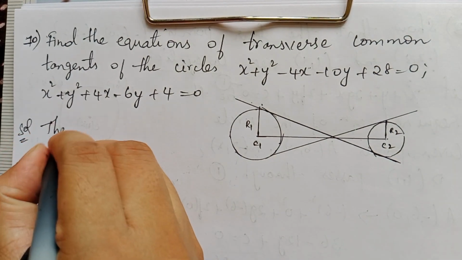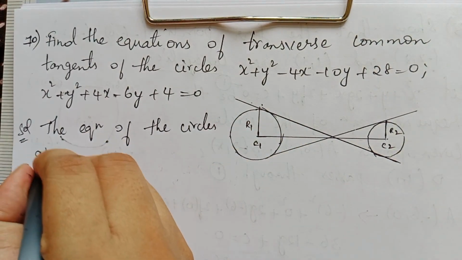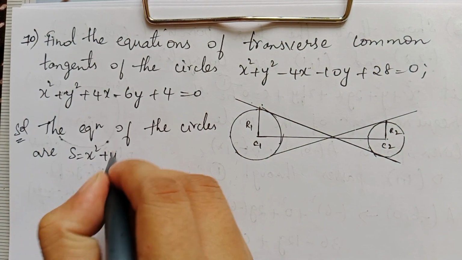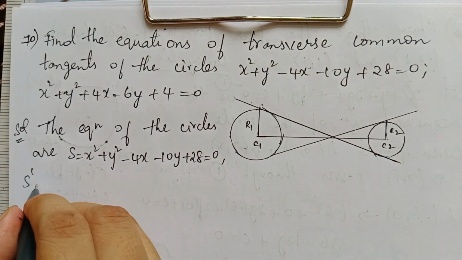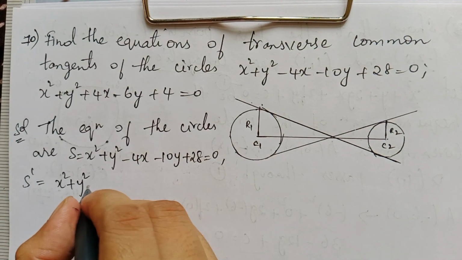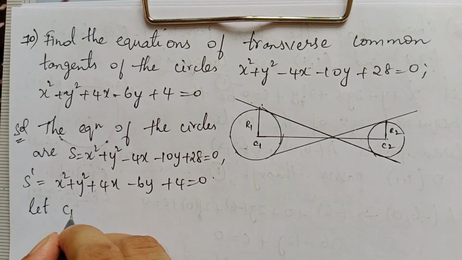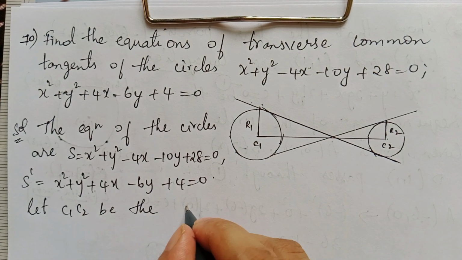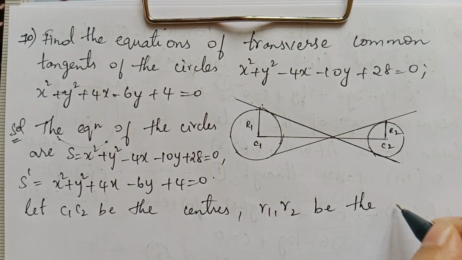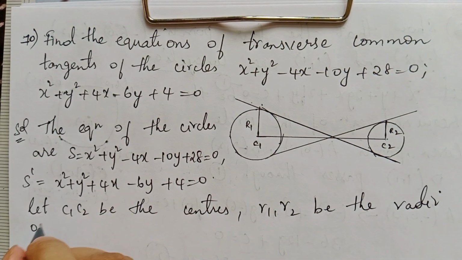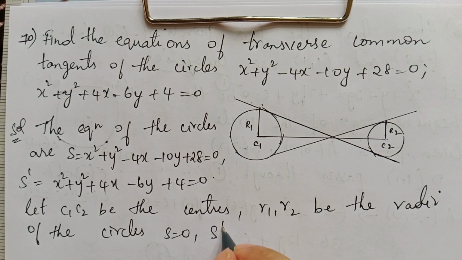Solution: the equations of the circles are S equals x square plus y square minus 4x minus 10y plus 28 equals 0 and S dash equals x square plus y square plus 4x minus 6y plus 4 equals 0. Let C1, C2 be the centers and R1, R2 be the radii of the respective circles S equals 0 and S dash equals 0.